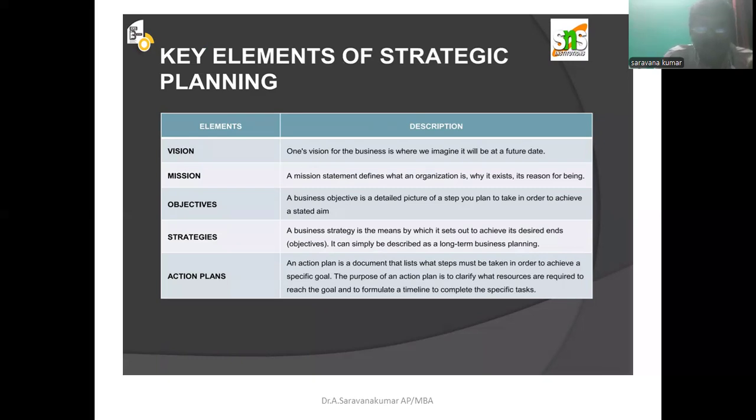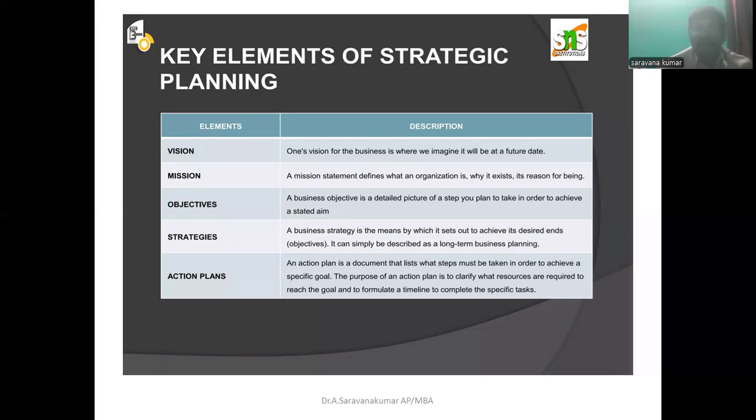Objectives. A business objective is a detailed picture of a step you plan to take in order to achieve a stated aim. Strategies. A business strategy is the means by which it sets out to achieve its desired ends, that is, objectives. It can simply be described as long-term business planning.